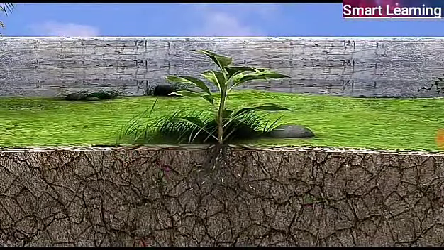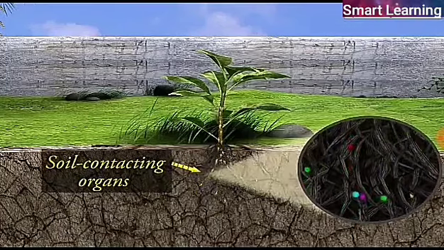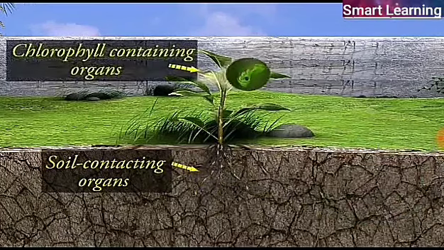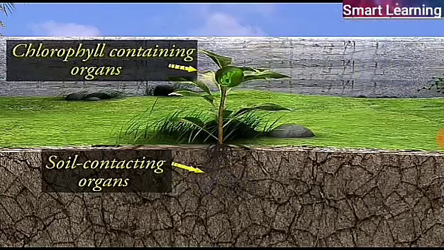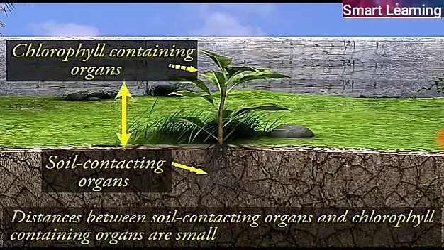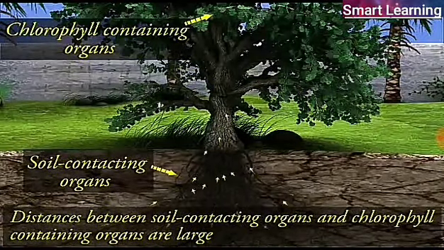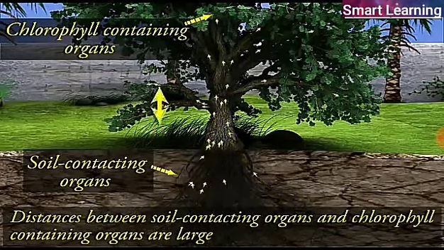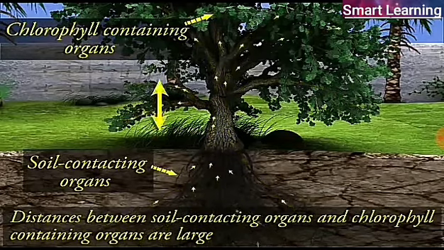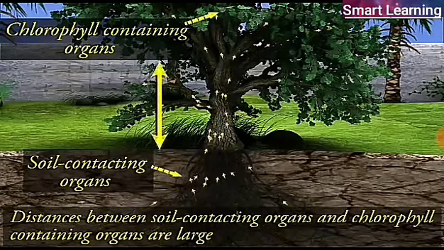If the distance between soil contacting organs and chlorophyll containing organs is small, energy and raw materials can easily diffuse to all parts of the plant's body. But if these distances become large, the diffusion process will not be sufficient to provide raw materials to leaves and energy to roots. Hence, a proper system of transportation is essential in such a situation.